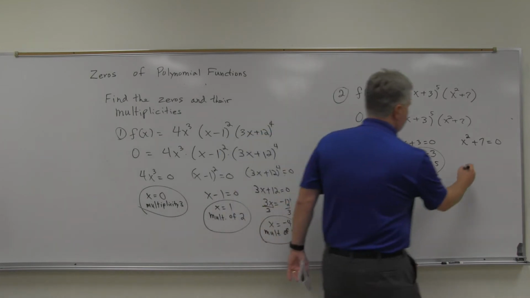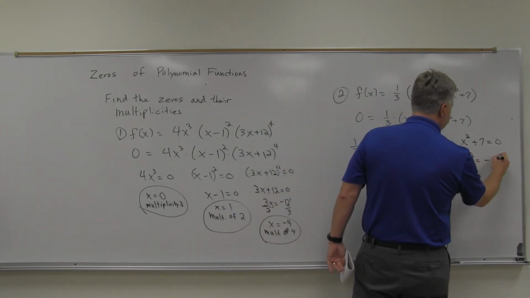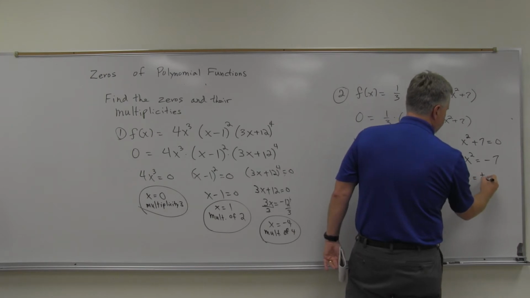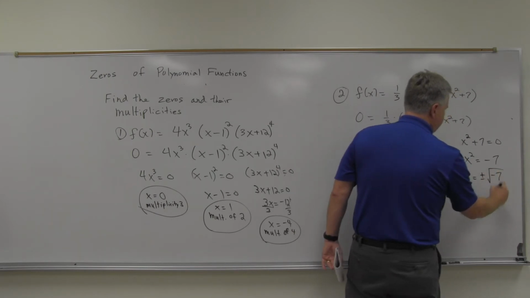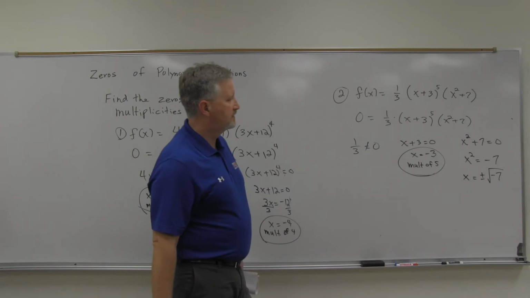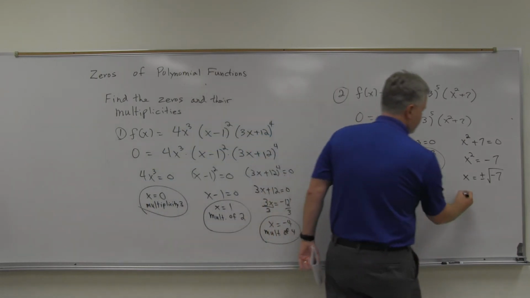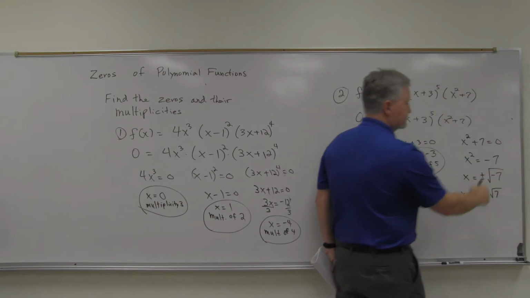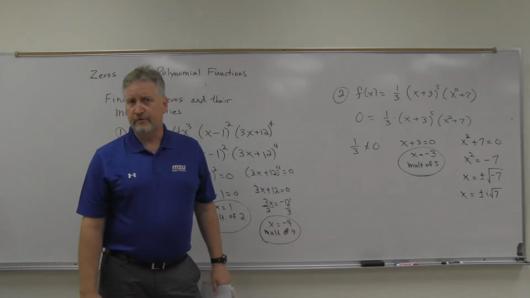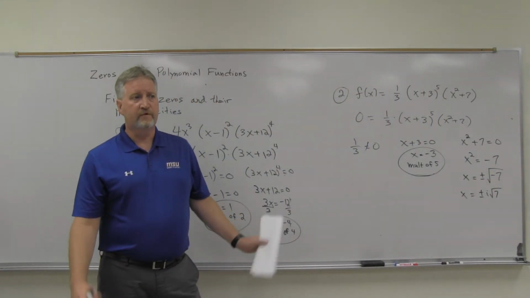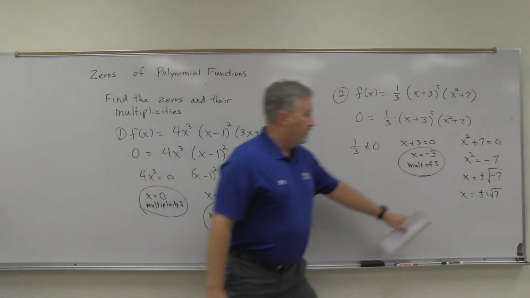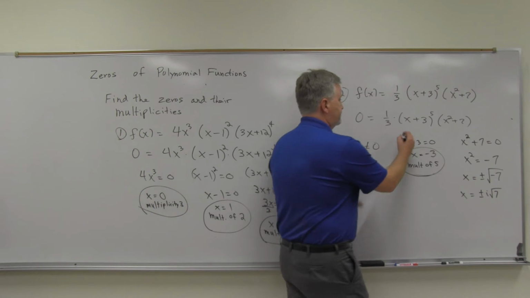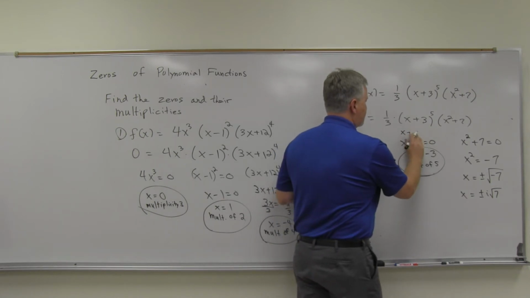So what have I got there? x squared equals -7, and so x would equal plus or minus the square root of -7, which is i times the square root of 7, right? Because you got the square root of -1. Square root of -1 is i. With me there?